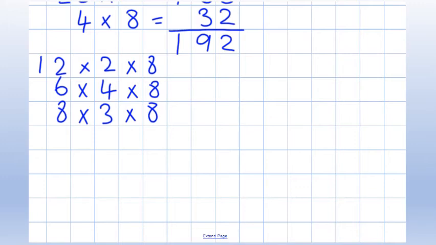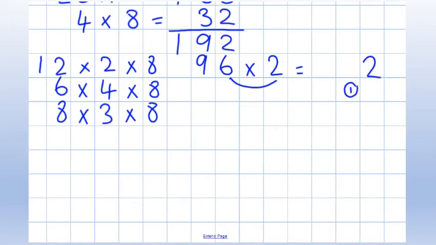12 times 8. It's a nice simple one, because for some reason all of the ends of the times tables stick in my head. So 12 times 8 is 96. 96 times 2, a little bit more tricky. 6 times 2 though is 12. So I've got a 2 here.